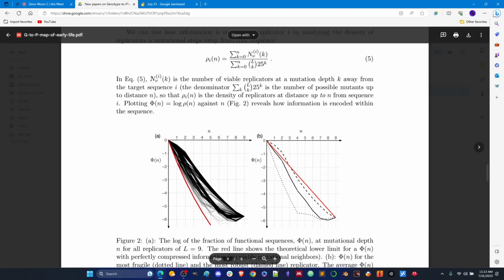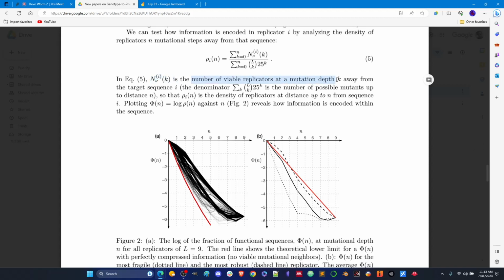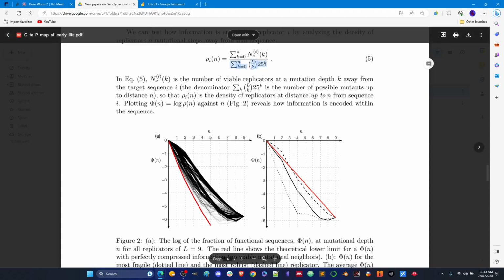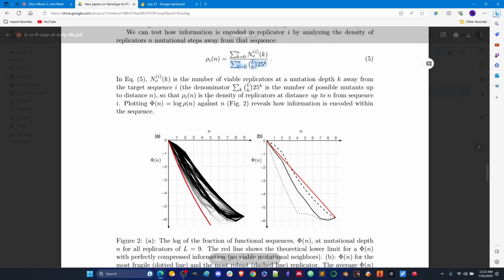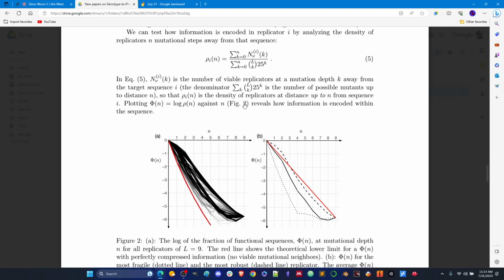So this expression is the number of viable replicators at mutation depth k away from the target sequence I. Okay, then this denominator here is the number of possible mutants up to distance n. So that function P_I(n) is the density of replicators at distance up to n from sequence I. So you're counting up the density of replicators across the diversity of sequences. Plotting this information against n reveals that information is encoded within the sequence.